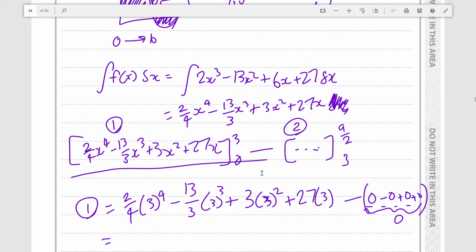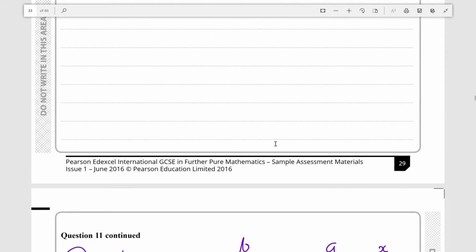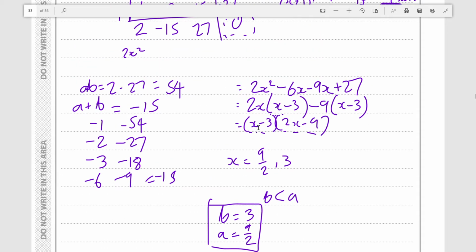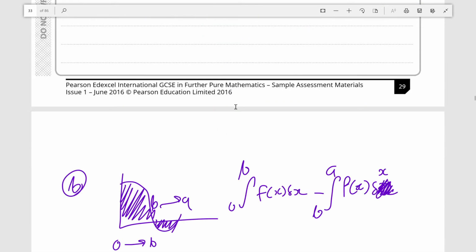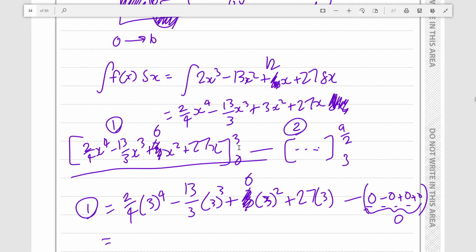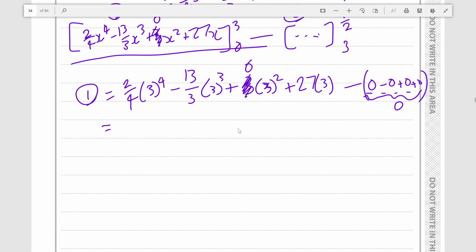This should be a 6 times 3 squared, and this should be a 6x squared, and this should be a 12x. Remember to check your work. If you flip the page and you think you've memorized the function you're working with, as I have, you will make careless mistakes like this. And it is up to you to make sure that you're always checking and making sure that you are copying out different parts of your working correctly.